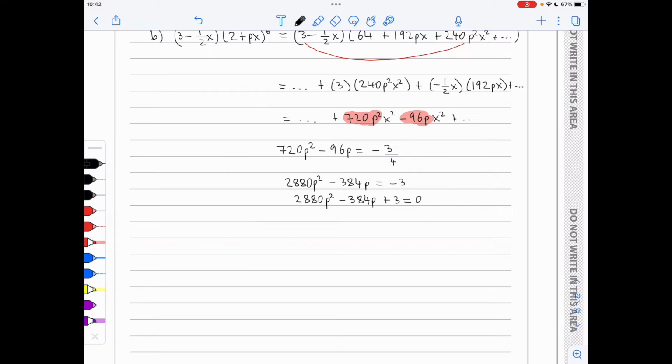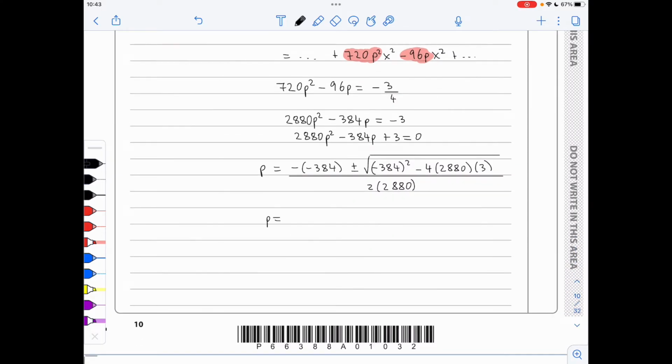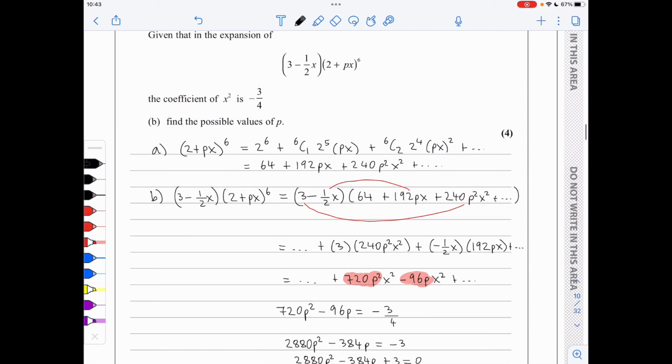And there is no chance I will attempt factorizing this. I will use the quadratic formula. So p is minus b plus or minus the square root of b squared minus 4ac, all over 2a, 2 times 2880, and this is giving me answers for p being 1 over 8 or p being 1 over 120. I knew I was expecting more than one answer because I was asked to find the possible values of p.